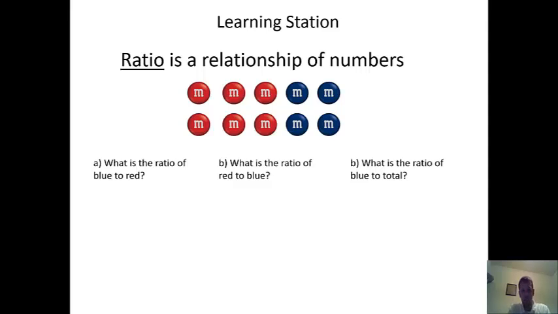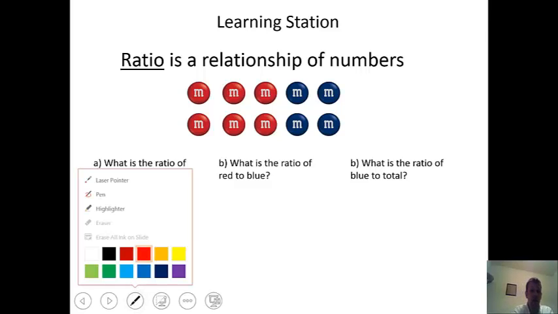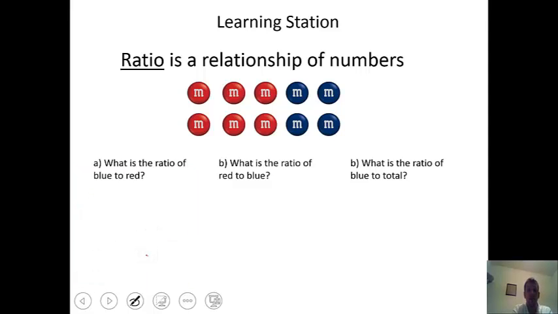This is Mr. Hambley, and I'm going to talk to you about ratios, especially because it's important. Ratios are basically relationships of numbers, and they can be written many types of ways, but they act just like fractions. So you can simplify them. So I notice we have 10 M&Ms, 6 of them are red, and 4 of them are blue. And I want to explore all the different types of relationships that we can, all the different ratios that we can use. So letter A is, what is the ratio of blue to red?